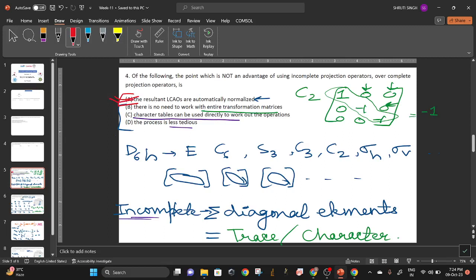Actually, I think it should be "are not automatically normalized", because we have to normalize whatever comes with some coefficients. We have to normalize. So I think there is some printing error or something wrong with this question. The answer given is A.